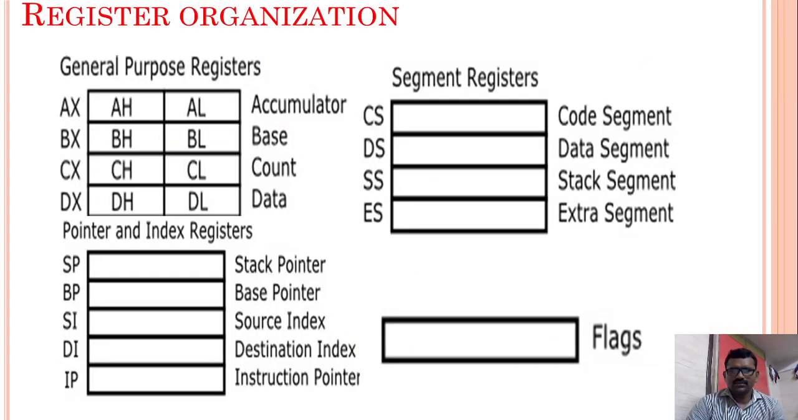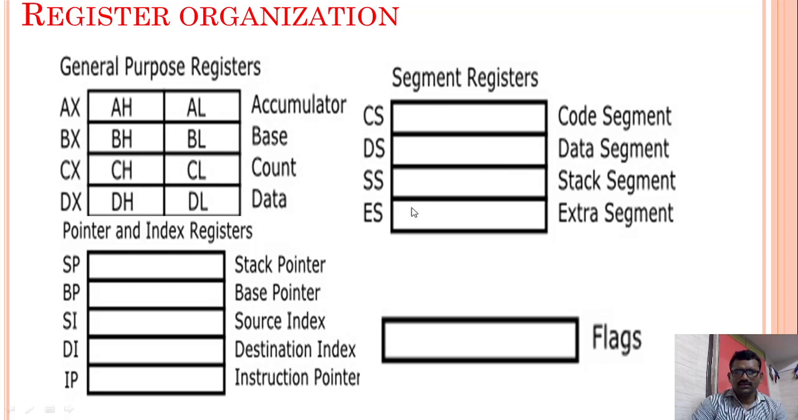So this is the architecture, the register organization of 8086 microprocessor. Here are the complete registers. 8086 has 14 16-bit registers. Out of 14 registers, these are divided into groups. One is general purpose registers, second is segment registers, next pointer and index registers, and finally flag registers. We can see the names of all the registers here.